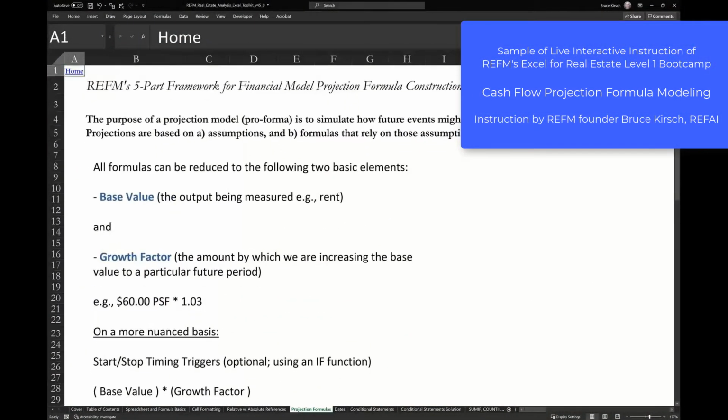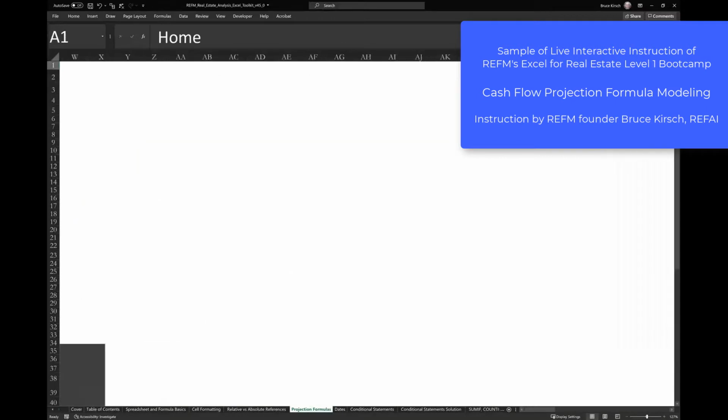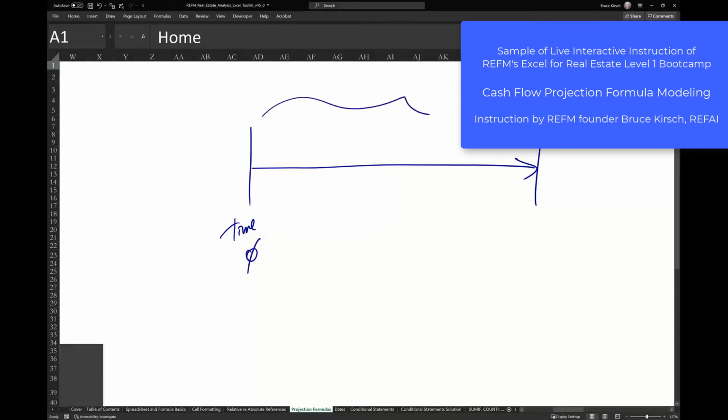Doing projections in Excel, first of all, just generally speaking, when you're putting together a pro forma, you're telling a story about the future. And it's a story about money. And so we're sitting here today at time zero, and we're going to be telling a story about some number of years. Maybe this is 5 years or something.